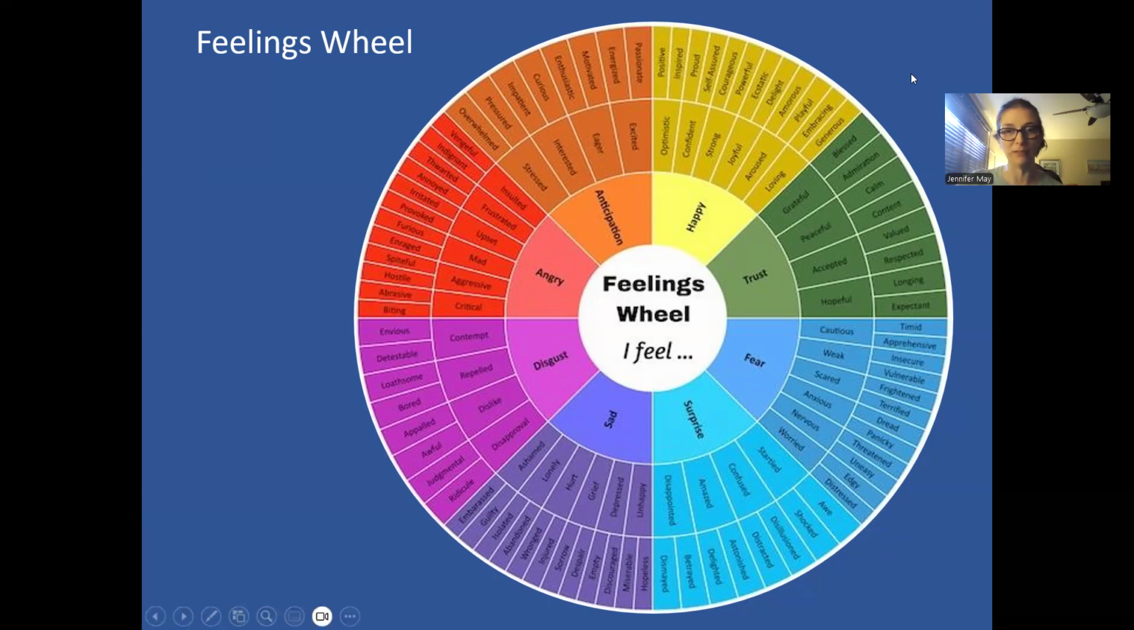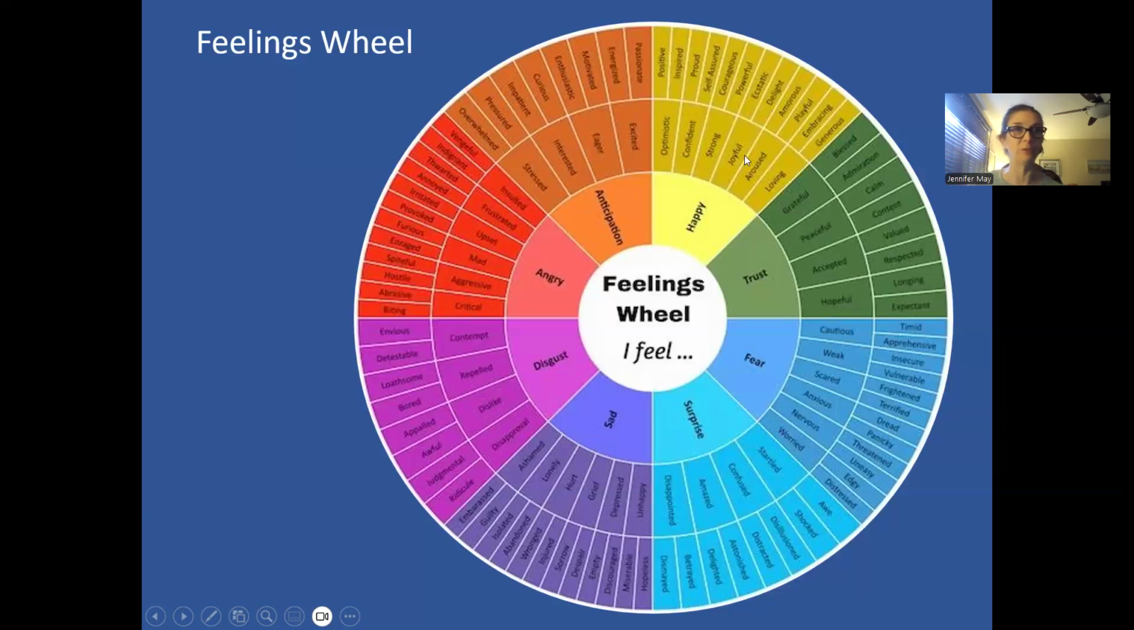So this one is nice because you could get the general word that most people know, such as happy, and then you could get a little more specific, like all these things seem to fall under happy. And then you could find which ones feel right and capture your experience the best.